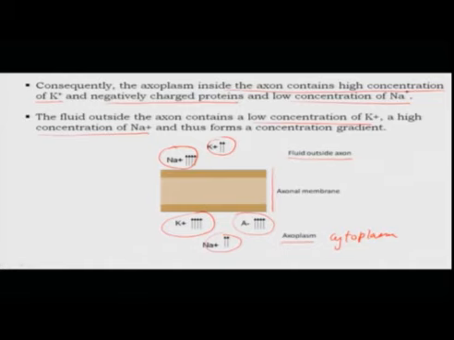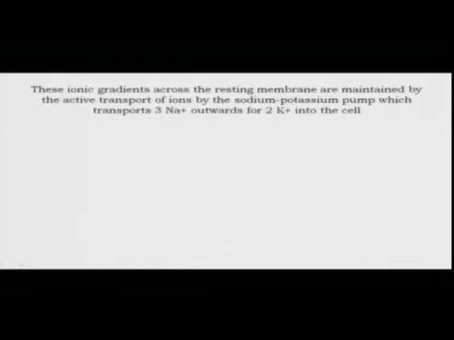Right. So, now with this we see that there are ionic gradients across the membrane, and this ionic gradient across the resting state is maintained in this way because of a particular pump. So, this is a sodium potassium pump. This is another protein which is called a pump because it transports ions across the membrane using energy in the form of ATP, and it does so against the concentration gradient.